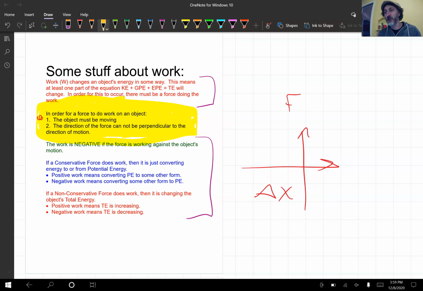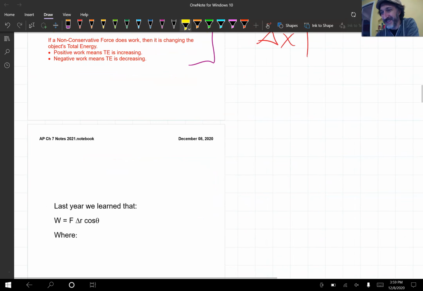I probably should have included this last part in yellow. The work is always going to be negative if the force is somehow working against the object's motion, and obviously it's positive if it's working with the motion. So that's in a quick nutshell what work is.